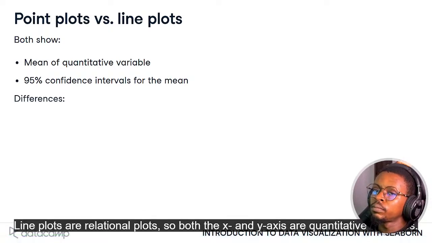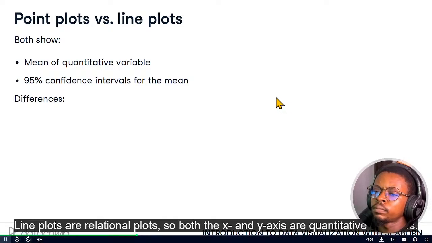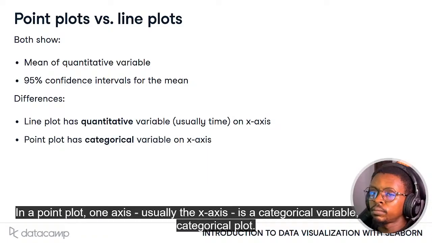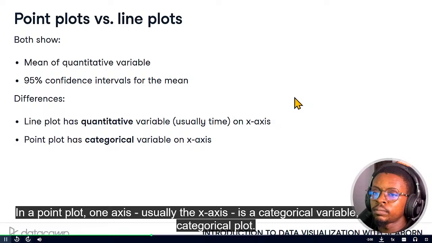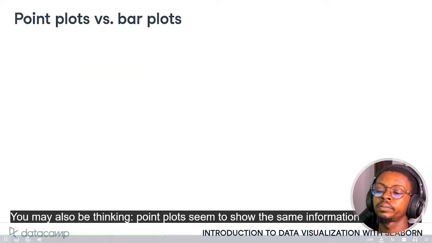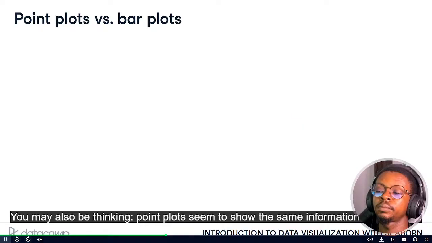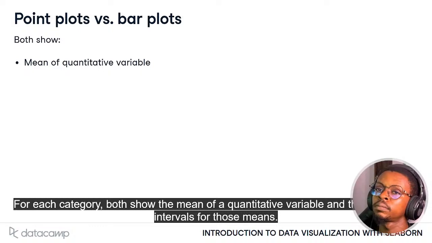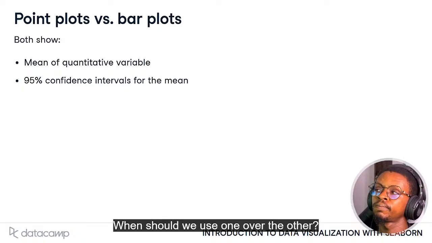Line plots are relational plots, so both the x and y-axis are quantitative variables. In a point plot, one axis, usually the x-axis, is a categorical variable, making it a categorical plot. You may also be thinking, point plots seem to show the same information as bar plots. For each category, both show the mean of a quantitative variable and the confidence intervals for those means. When should we use one over the other?